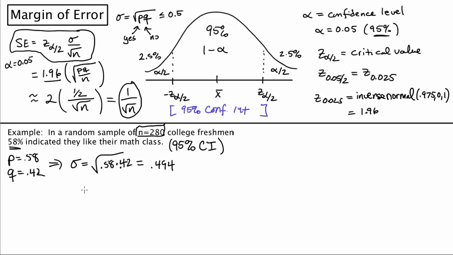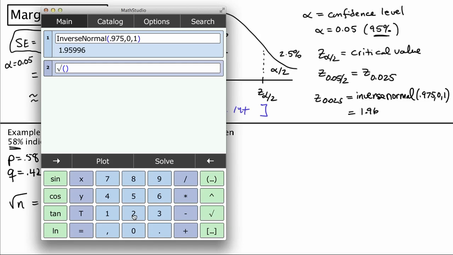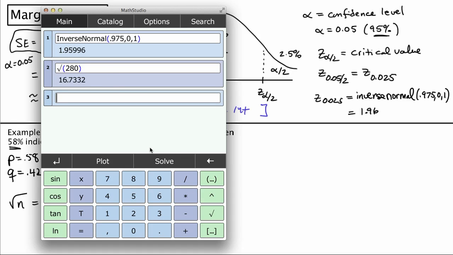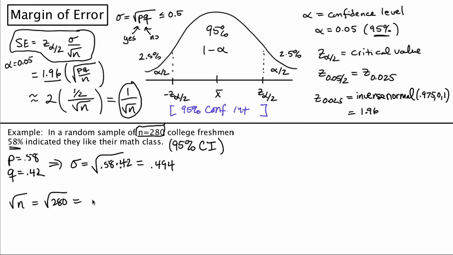All right, the next piece to our puzzle is what is square root of n? Square root of n is the square root of 280, which in this case, let's bring our calculator back, is 16.73. All right, and then what's the last piece we need? Well, since I'm dealing with the 95% confidence interval, we already calculated it above. Z alpha over 2 is 1.96.